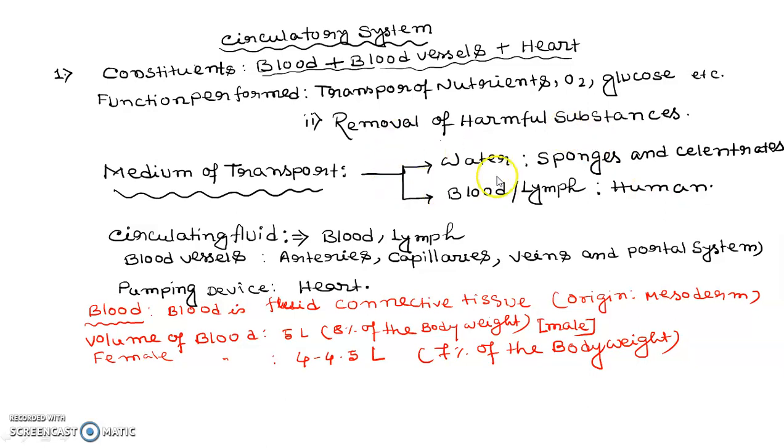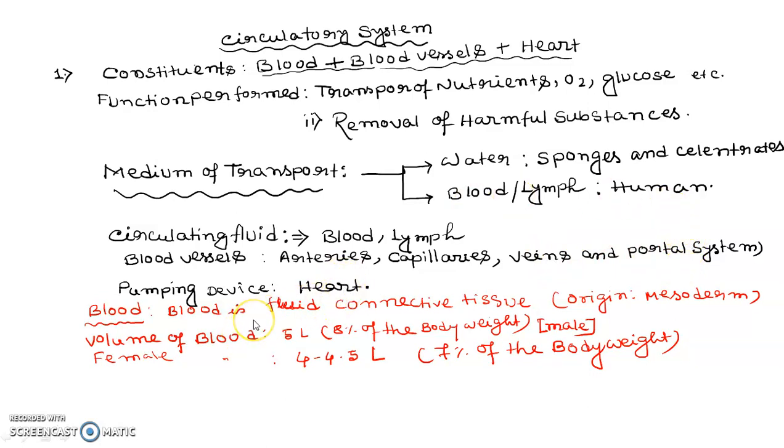Now the medium of transport. It may be water, it may be blood or lymph. In lower organisms, like sponges and coelenterates, water is the medium of transport. But in higher animals, in humans, blood and lymph act as the medium for transport. The circulating fluids are blood and lymph. Blood vessels are arteries, capillaries, veins, and the portal system. The pumping device is the heart.